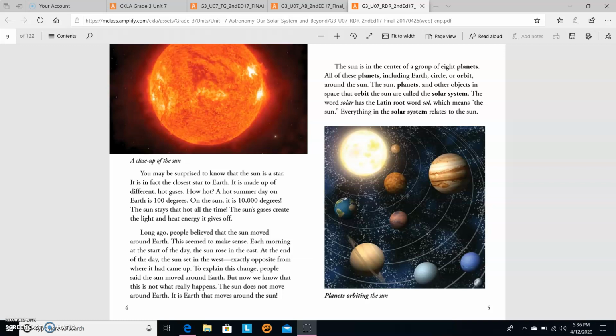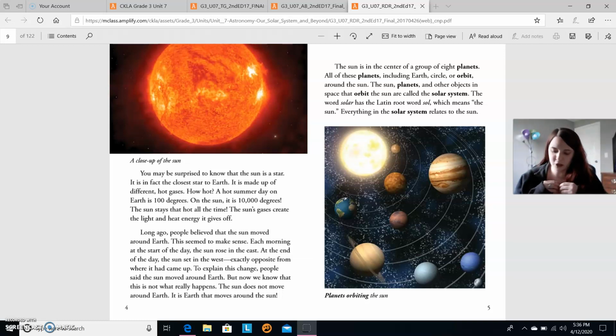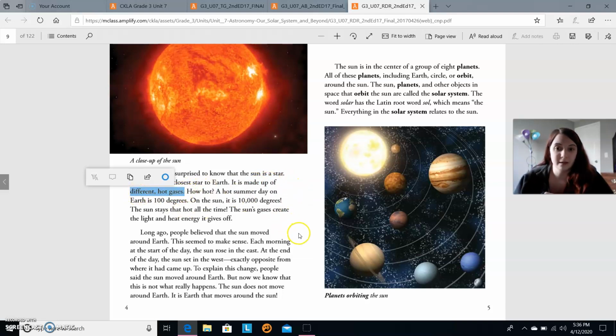Okay, so the first part of the question is, what is the sun made of? If we look back in the text right here, it actually states it is made up of different hot gases. So that's actually what the sun is made of. And the second part of the question is, how does it keep us warm? Well, there's two parts that kind of said this. For one, it says that it stays hot all the time. It's always that temperature. Our temperatures change a lot throughout the Earth, depending obviously on where the sun sets and things like that. But the sun is always 10,000 degrees, so I would not want to go there.